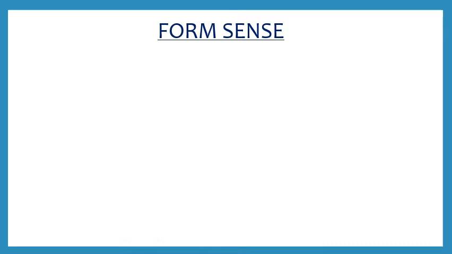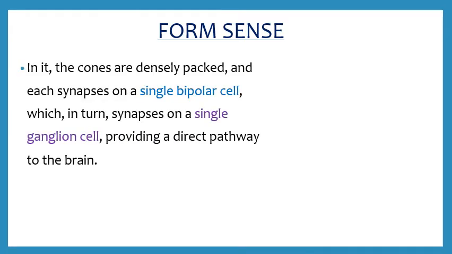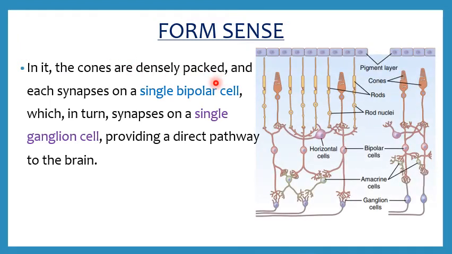So why is the fovea so important, or how is the image formed on the fovea of the retina so clear? That is because in the fovea, first of all, the cones are densely packed and each synapses onto a single bipolar cell. See here, this part shows the foveal region, whereas this is the peripheral region. You can see that each photoreceptor synapses onto a single bipolar neuron, which in turn synapses onto a single ganglion cell, right? Whereas in the peripheral region, multiple photoreceptors synapse onto multiple bipolar cells, which in turn synapse onto multiple ganglion cells.